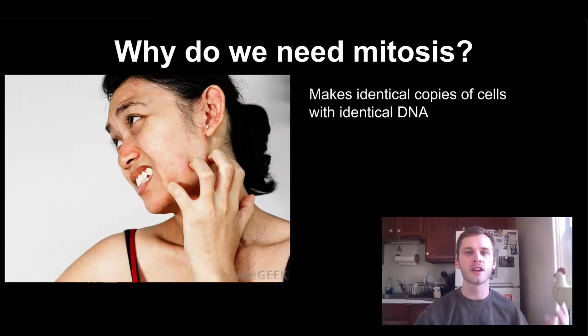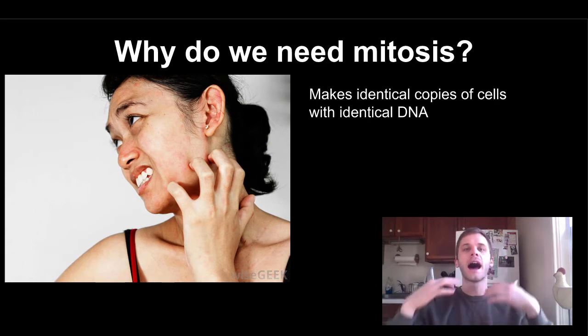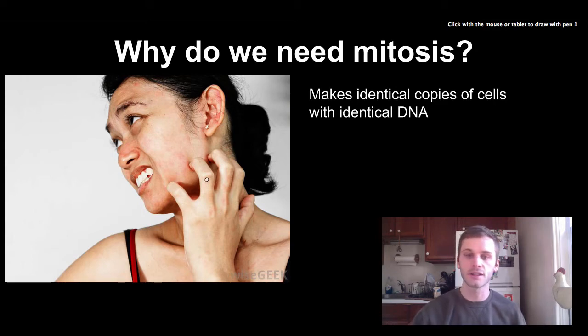First off, I think a good way to think about mitosis is when you feel really itchy. So we feel itchy sometimes, we're scratching all the skin, and my question is how do we make new skin? When we scratch that old skin off, how does that new skin come in? And the answer is through mitosis. So mitosis, the key right here is it makes identical copies of cells with identical DNA.